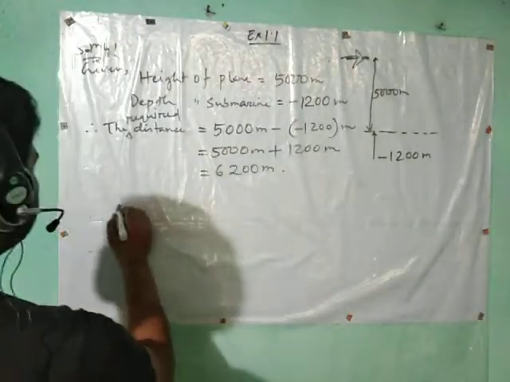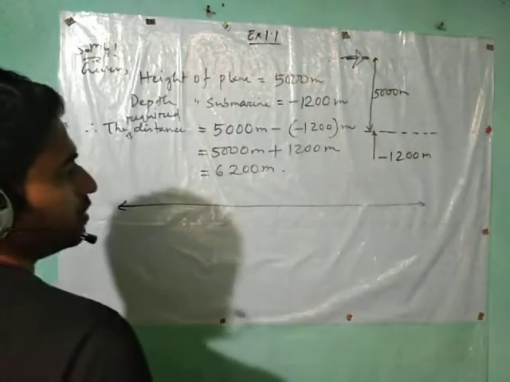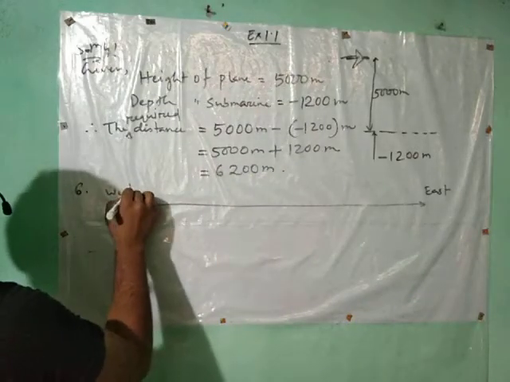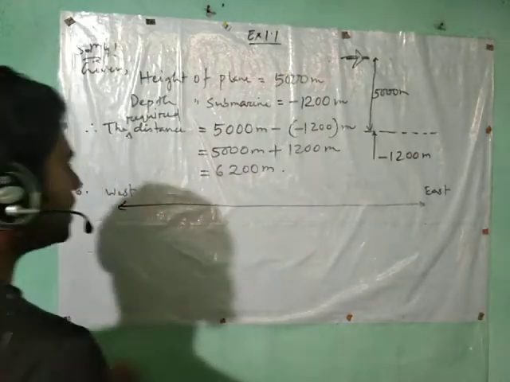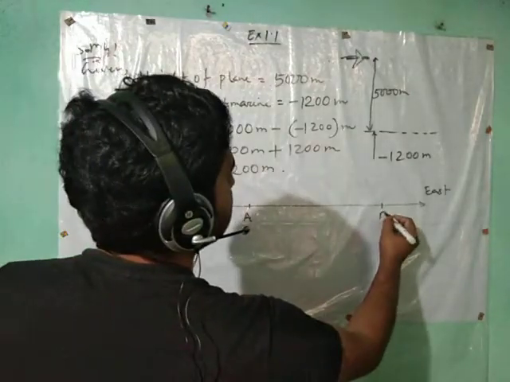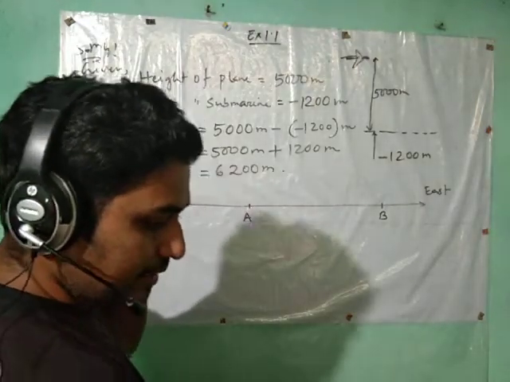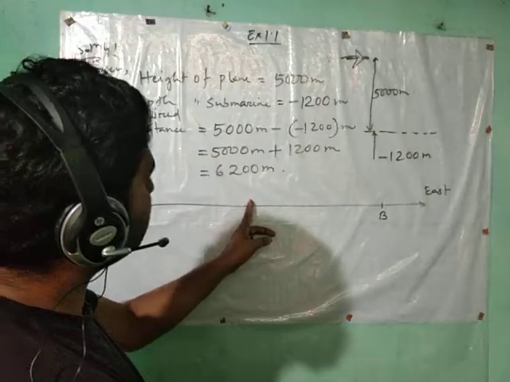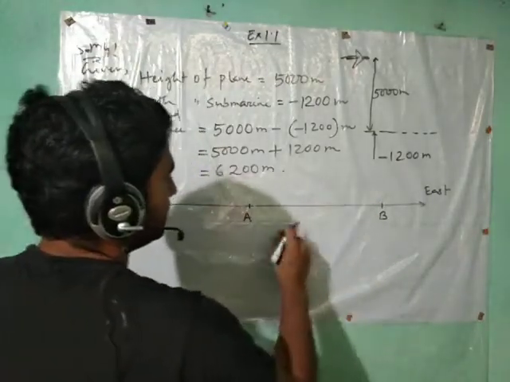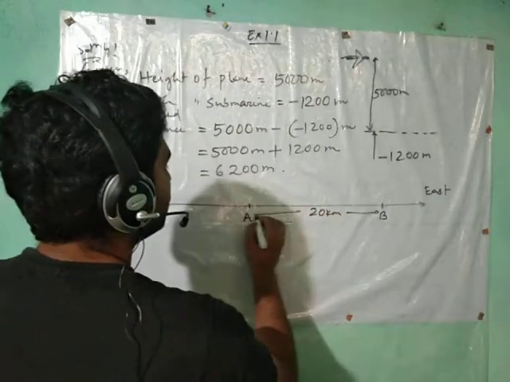See, there is a diagram in question number 6 like this, isn't it? In this direction it is east, and in this direction it is west. Yes or no? Somewhere here it is point A, and somewhere here it is point B. Yes, a girl, Rita, is moving from A to B in this direction. What is the distance between A and B? It will be 20 kilometers.